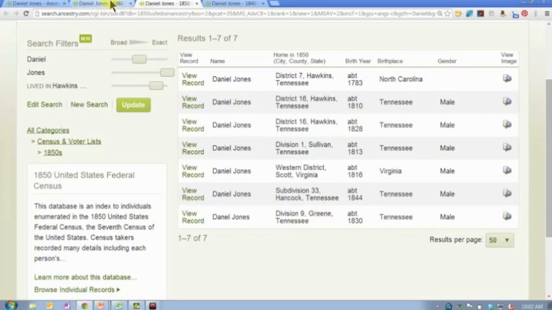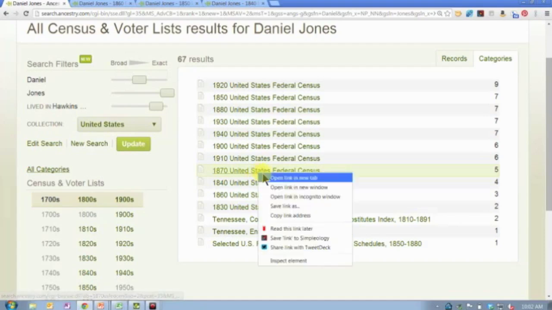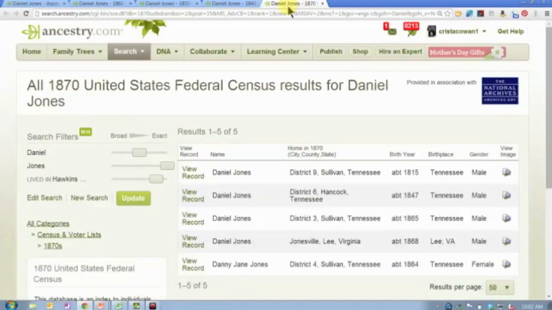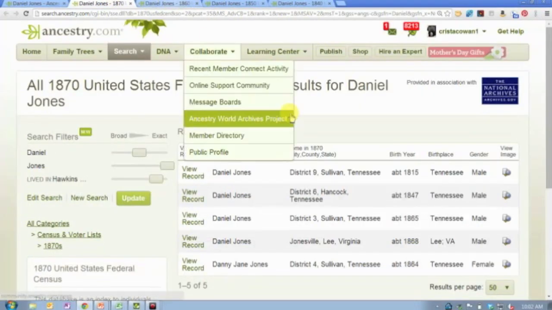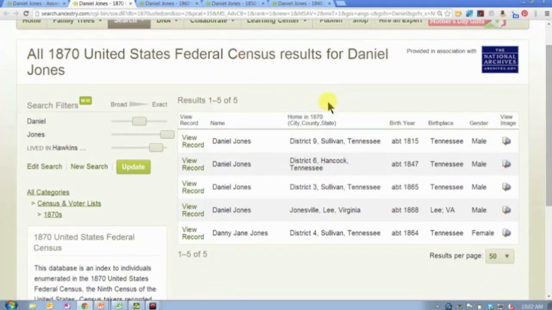So I'll do that a lot of times. I'll pull up every one of those records and I'll start looking for patterns that just pop out at me as I go from census to census looking through those particular records. Okay, again, 1870, nobody in Hawkins County. That tells me that they likely moved because I doubt that all 3 or 4 of the Daniel Jones that were living there died all in that same 10-year period of time.